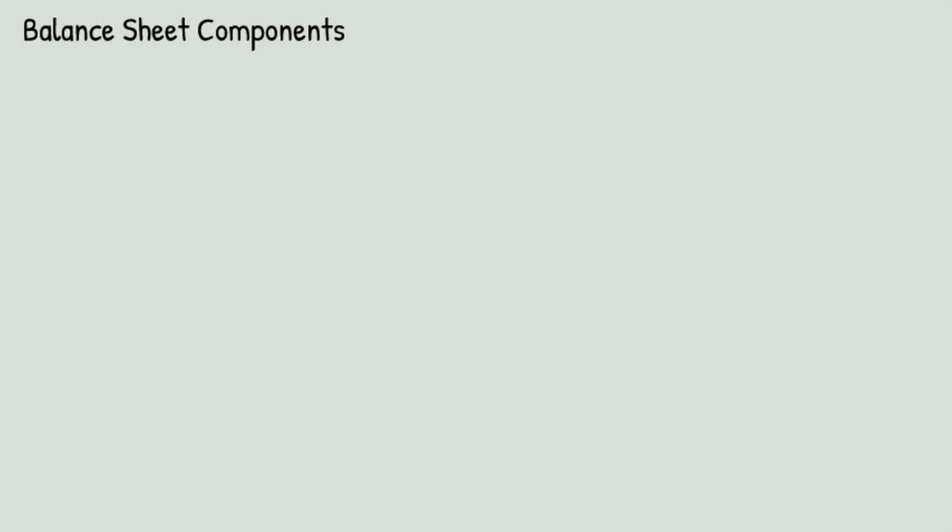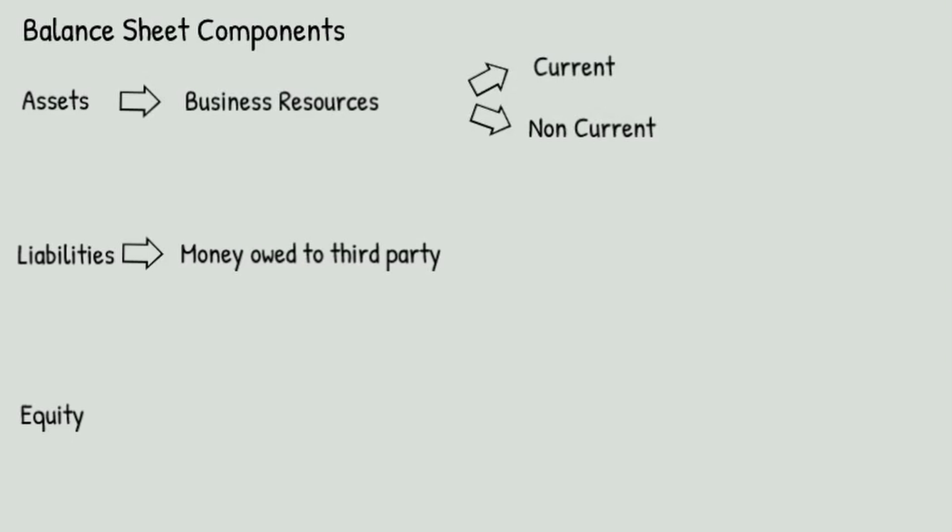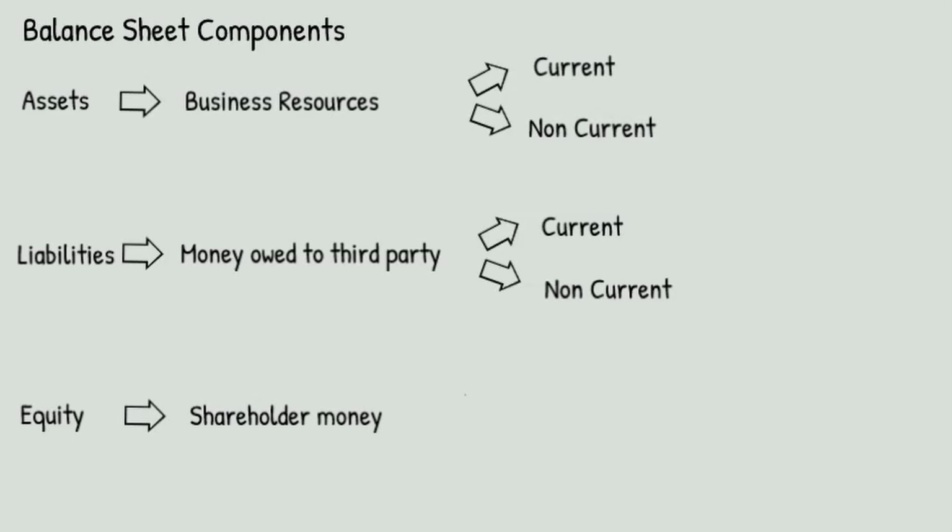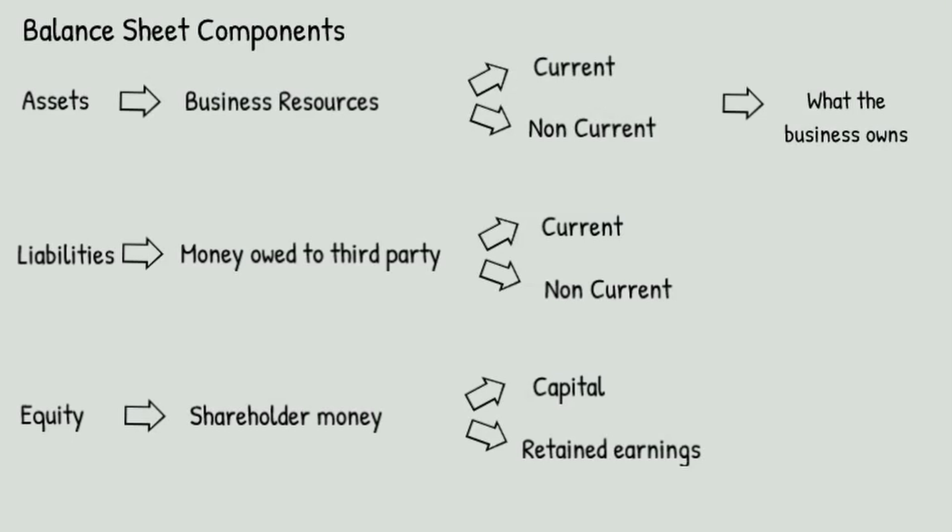Now let's start looking at the balance sheet components. We have three main components: assets, liabilities, and equity. Assets are the business resources and can be segregated into two parts, current and non-current. Liabilities are the money owed to third parties and can also be segregated into current and non-current. Equity is the shareholder money, which contains capital and retained earnings. Assets represent what the business owns, and both liabilities and equity represent what the business owes. We'll look into more details later on. However, it's good to refer to this slide for summarized information.